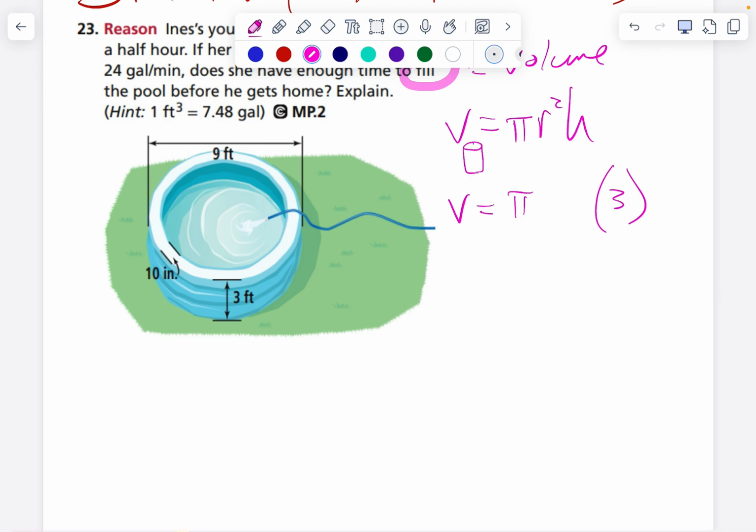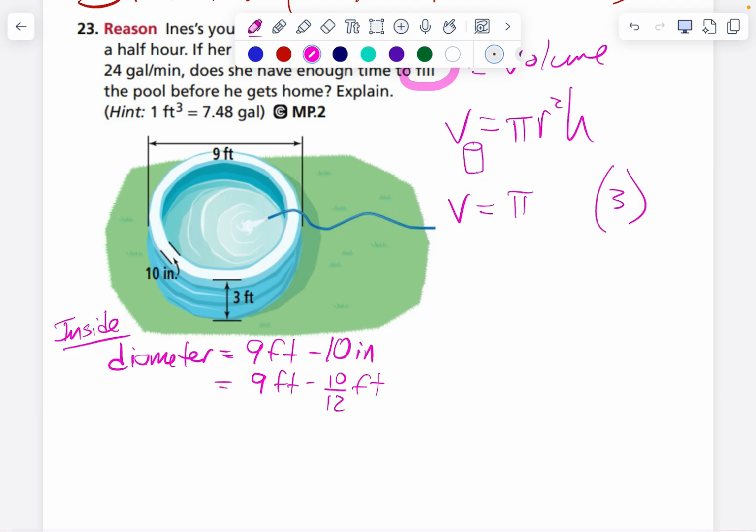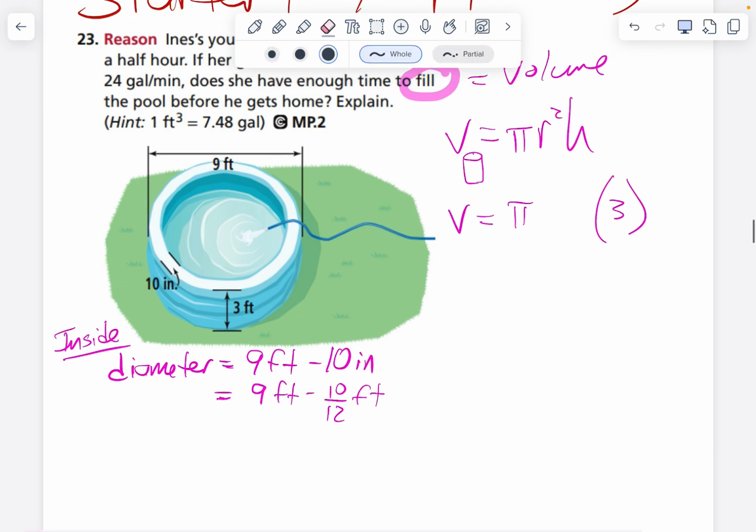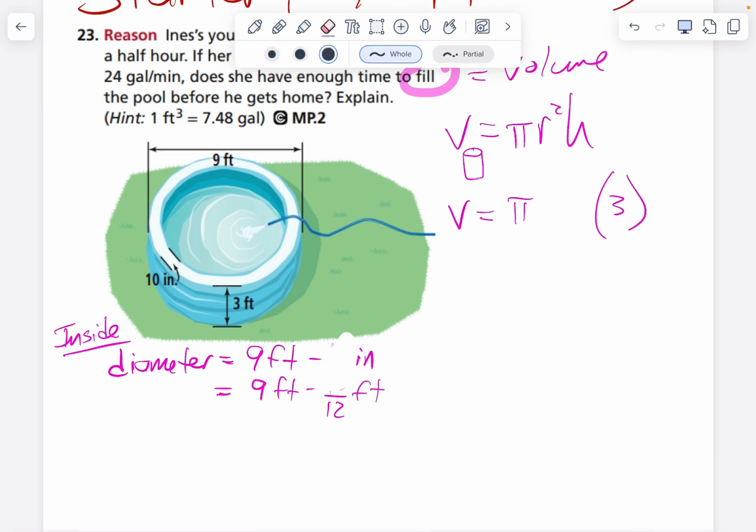All right, 9 feet minus 10 inches, right? So the diameter, let's say inside diameter, is, let me write this word, 9 feet minus 10 inches. Well, that's a unit mismatch, but we could say 9 feet minus 10/12 of a foot, so we convert it to feet. 20 because it's on both sides. It is 20. Thank you, yeah. (20/12).